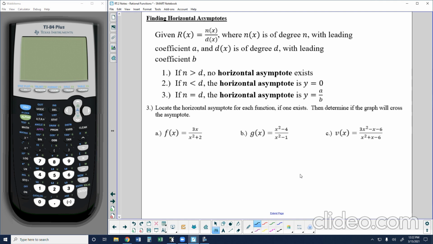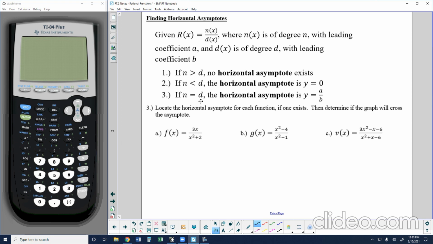What we're going to do is take a look at the function for the rational expression, and compare the degree of the numerator to the degree of the denominator. You can see some notation here. N is the degree of the numerator, D the degree of the denominator. If the numerator has a degree greater than the denominator, there will be no horizontal asymptote. If the numerator has a degree less than the denominator, the horizontal asymptote will be 0.